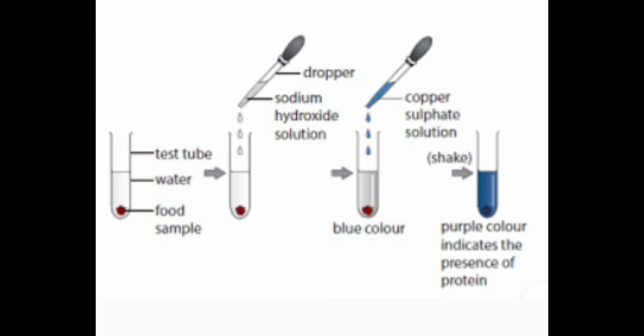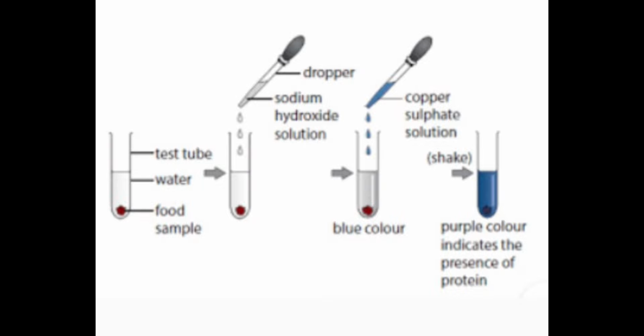In our third objective, we want to look at how to test for proteins. We use what is known as the Biuret test. It is used to detect proteins as it can detect peptide bonds between amino acids, which are structural units of proteins. So this is the procedure that we need to do.